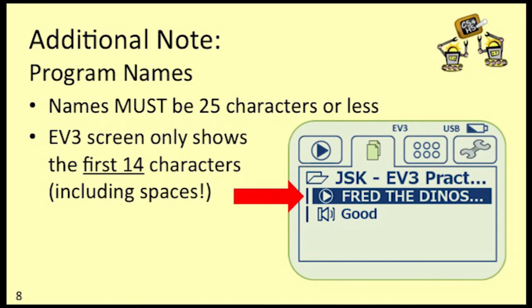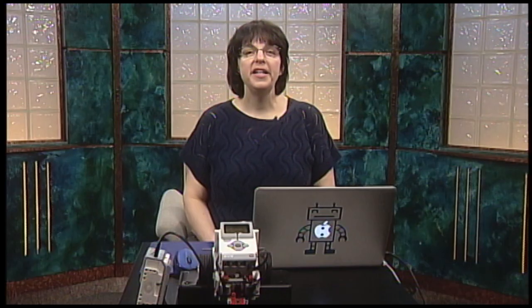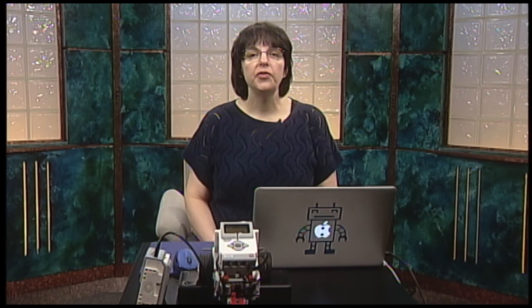The EV3 software restricts program names to just 25 characters, but only the first 14 of those characters will show up on your EV3 screen. So again, there's the possibility of confusion if you have multiple similar names. Name confusion is one pretty obvious cause of problems. In the next segment, we'll see a more subtle example of how things can go wrong.